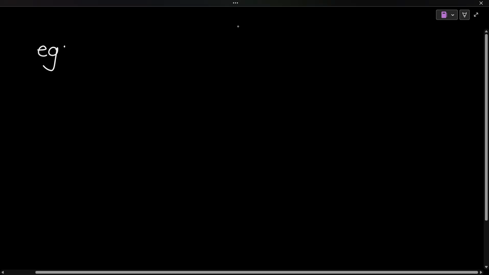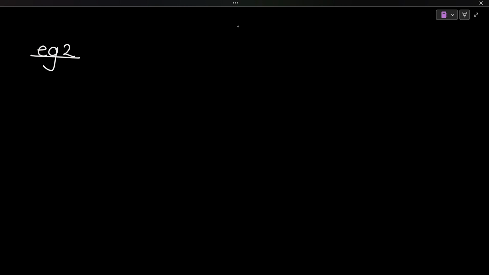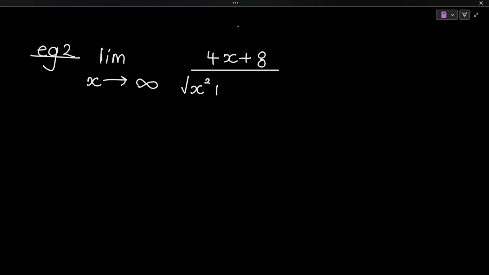So, for example 2, we now have the limit as x approaches, and now it is positive infinity. Our numerator is 4x plus 8. Denominator is the square root of x squared plus 7x. And next to that, we have minus 2x.